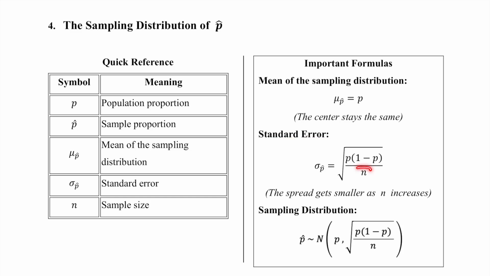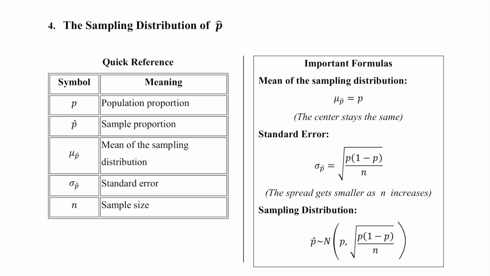Notice that the sample size n is in the denominator. As the sample size increases, the denominator becomes larger, so the standard error becomes smaller. That means larger samples produce more consistent sample proportions because they vary less from sample to sample.